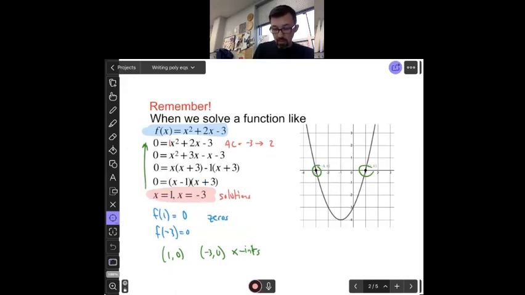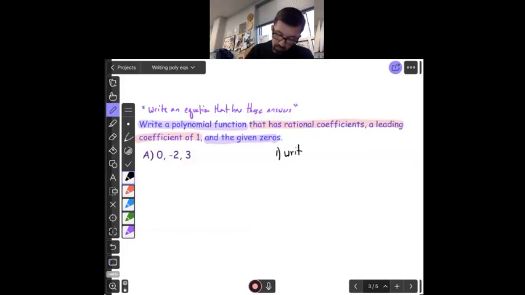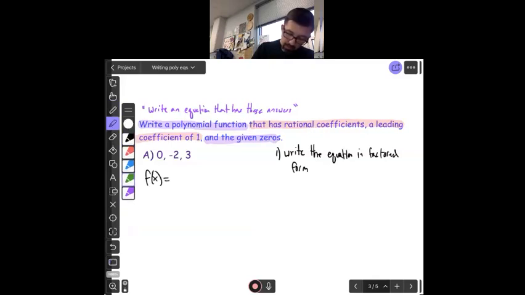So x equals 1, I write x minus 1. You've got to put parentheses around it. You've got to put the x in there, not just the number. It doesn't say -1. It says x minus 1. X equals -3, that's x plus 3. So the first step is to write the equation in factored form. You're going to put an f of x there or whatever, but each of these gets a factor.